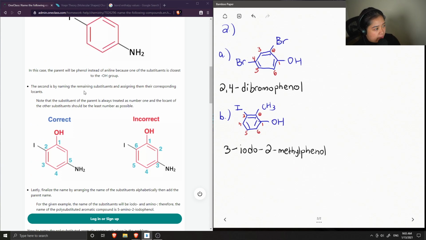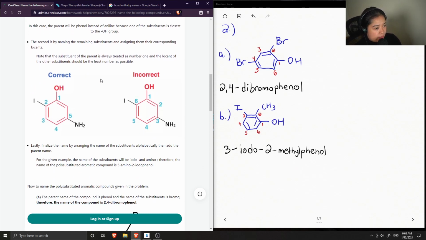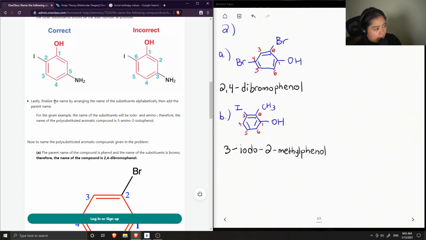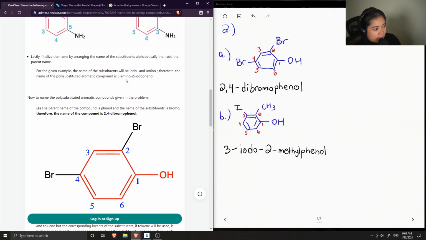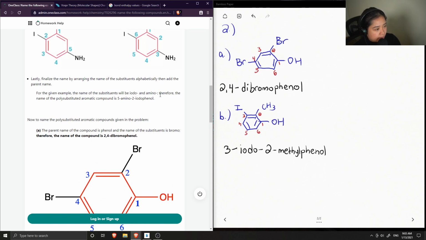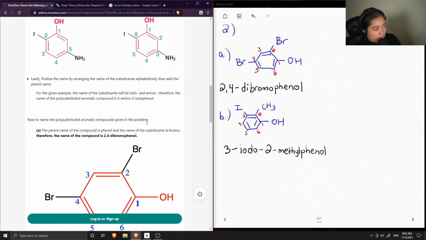The second is by naming the remaining substituents and assigning them their corresponding locants. Note that the substituent of the parent is always treated as number 1, and the locants of the other substituents should be the least numbers possible. So they showed how they would number this particular example. Lastly, finalize the name by arranging the names of the substituents alphabetically, then add the parent name. For the given example, the substituents will be iodo and amino. Therefore, the name of the compound is 5-amino-2-iodophenol.